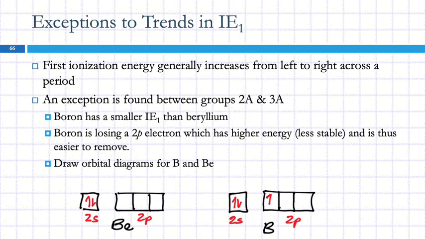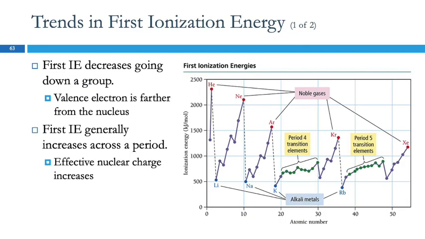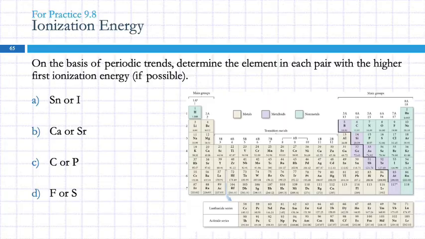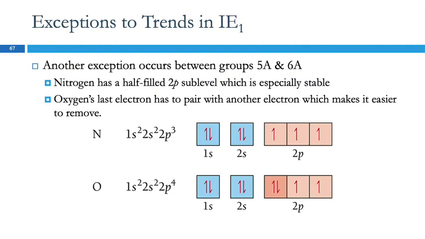in the trend. We go back here. What we're seeing is right here. So in each of these, there's that little jog, right? Where we would expect it to be going up continuously, but it actually goes down briefly. And that's because here we're losing a p electron instead of an s, and it's just a little easier. The transition metals are just a big mess, yeah.